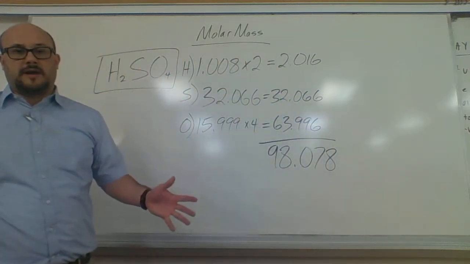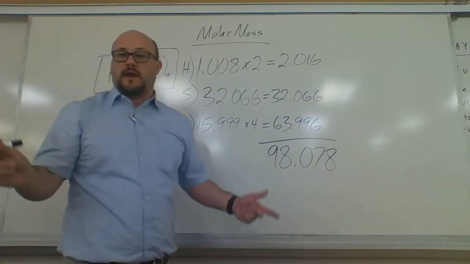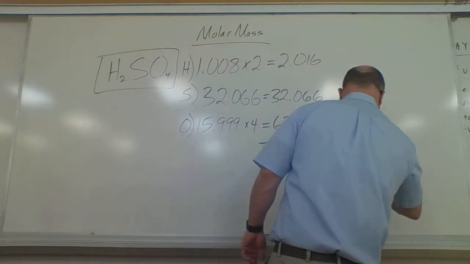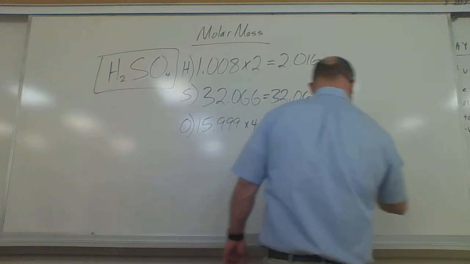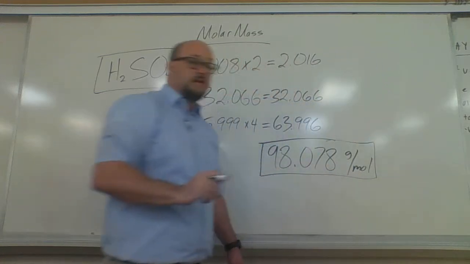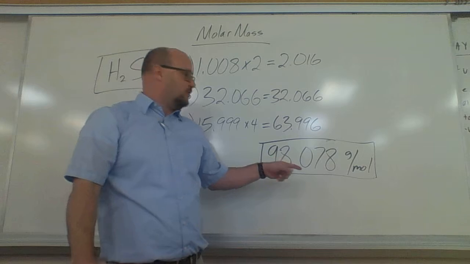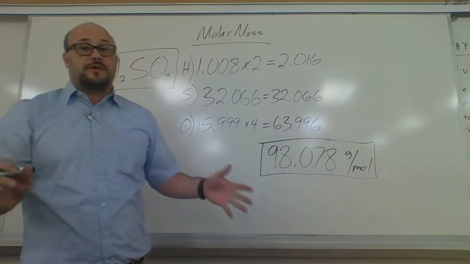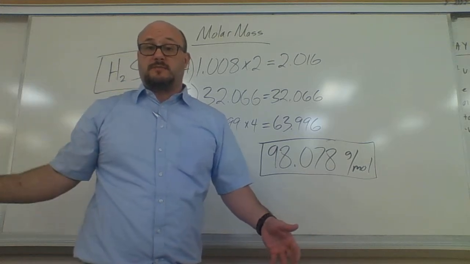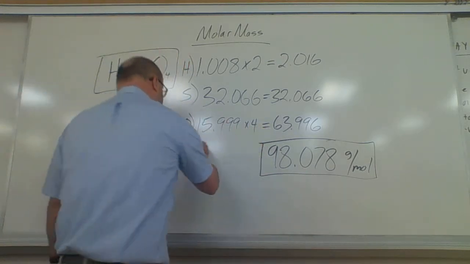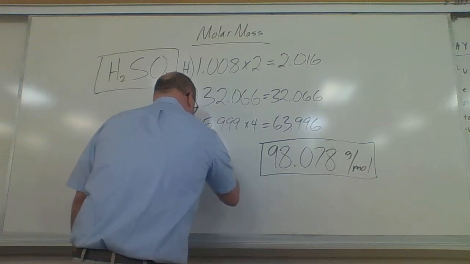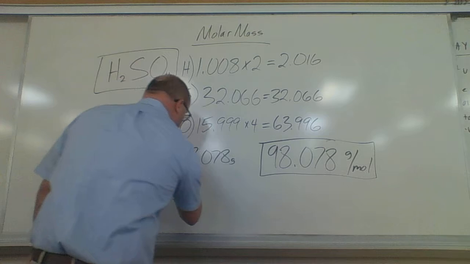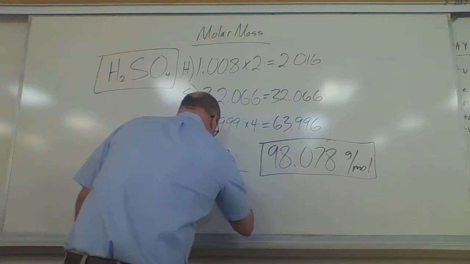And remember, for molar mass, our units are always grams per mole. Grams per mole. So our final product is 98.078 grams per mole, or when we're using this as a conversion factor for later problems, we can actually write it like this as well. 98.078 grams over 1 mole.